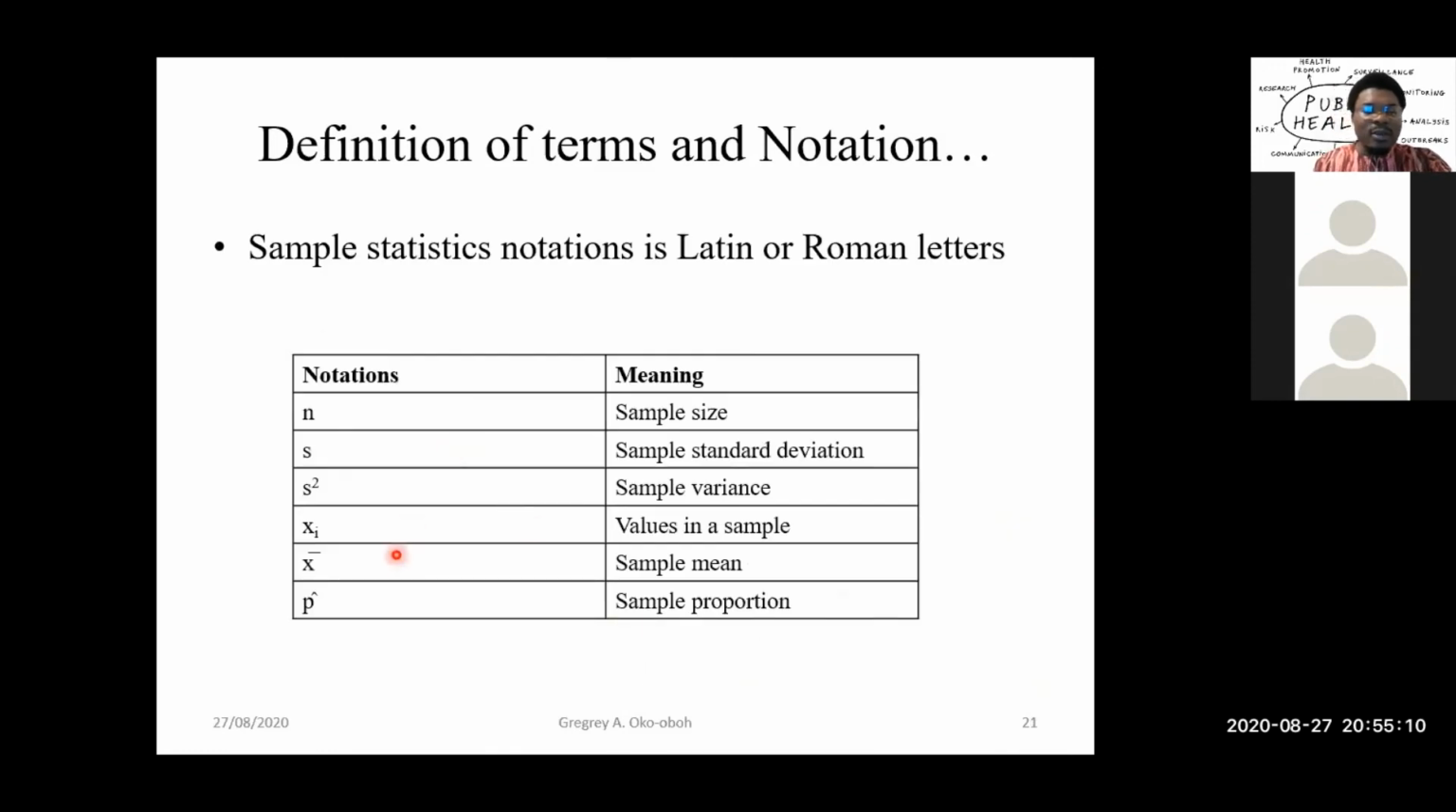And these are the symbols here: small n for sample size; small s, lowercase s, for sample standard deviation; square that s, you get sample variance; x bar, sample mean; and of course, p with a hat on it, p hat, representing sample proportion. So you see that the lowercase Latin or Roman alphabet represents statistics for a sample. Statistics describe a sample, parameters describe a population.